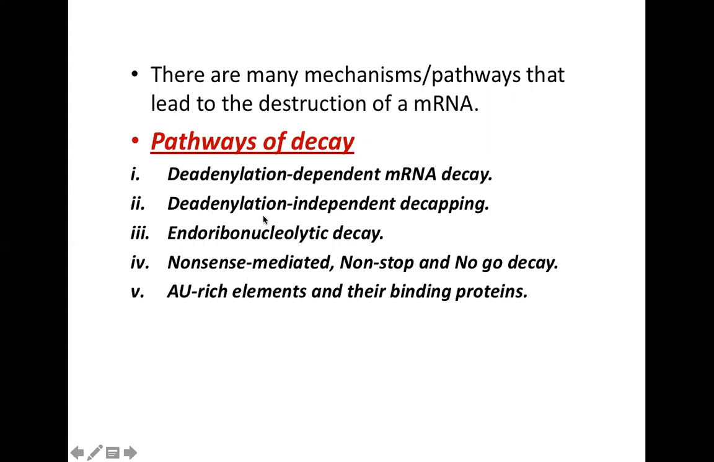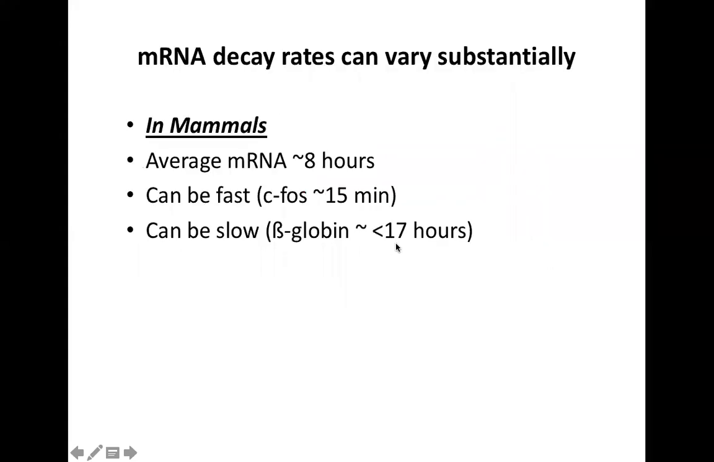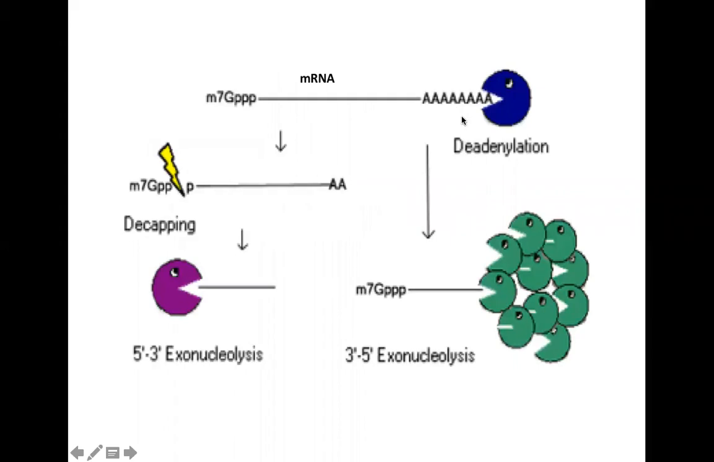Then we will talk about the deadenylation-independent mRNA degradation. Then we will talk about the endoribonucleolytic decay. I told you that in addition to these two phenomena, the 3' to 5' degradation or 5' to 3' degradation, which is carried out by the exonucleases, you can also destroy the mRNA from within. That's what we call endonucleolytic degradation of the mRNA.